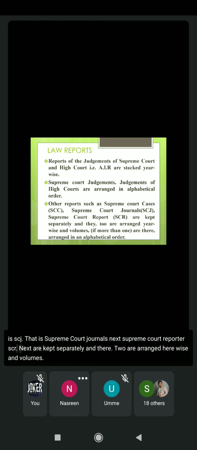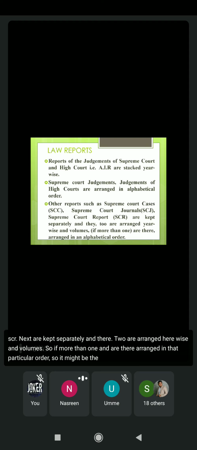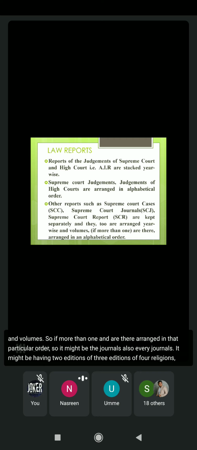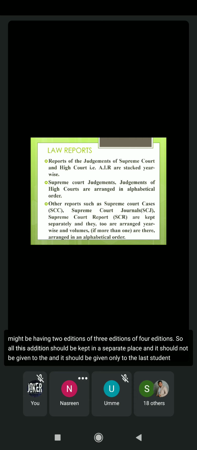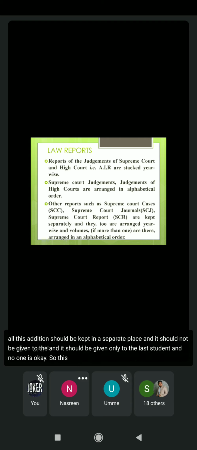So if more than one are there, they are arranged in alphabetical order, so it might be the journals also. Every journal might have 2 editions or 3 editions or 4 editions. So all these editions should be kept in a separate place and should be given only to the law student and no one else. Okay, so this is a strict condition which has been given by the High Court.